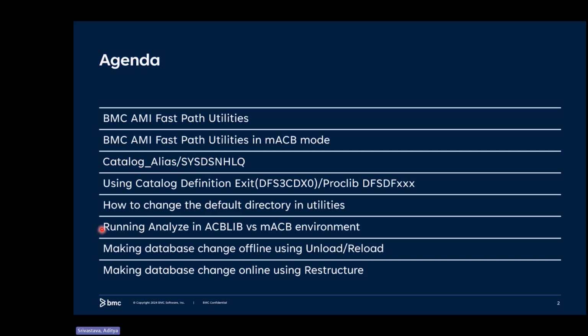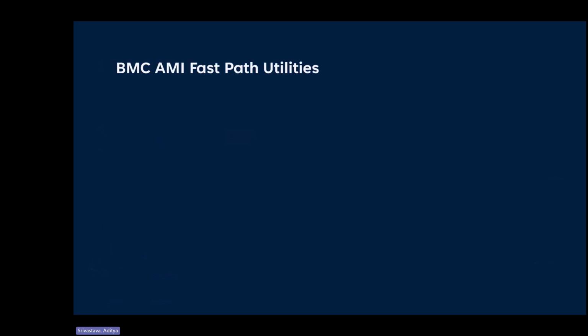Then we take some use cases: if I'm making a database change using some type of offline way, for example unload and reload, how it will work in the ACB live environment and then in the managed ACB environment. And then we look at if we want to make database changes using some type of online tool, which is basically our BMC AMI Restructure tool, in the ACB live and the managed ACB environment.